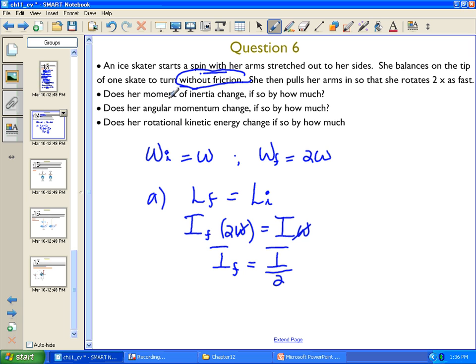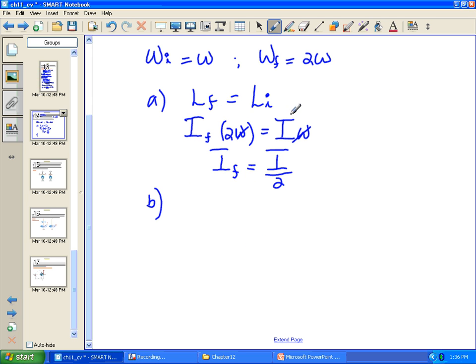So the question, does her moment of inertia change? The answer is yes. By how much? It is half as much as her initial moment of inertia. The next question asks, does her angular momentum change? Well, the very concept that allows us to determine her moment of inertia says it all. Angular momentum should not change and therefore be constant. So the answer is a big no. Angular momentum does not change.